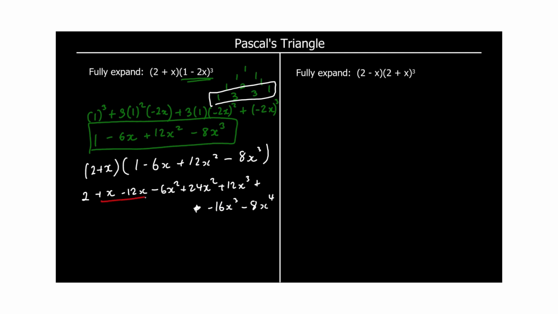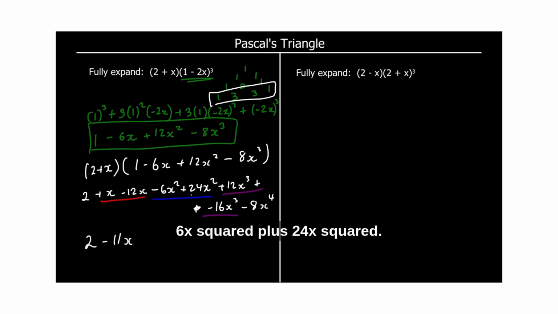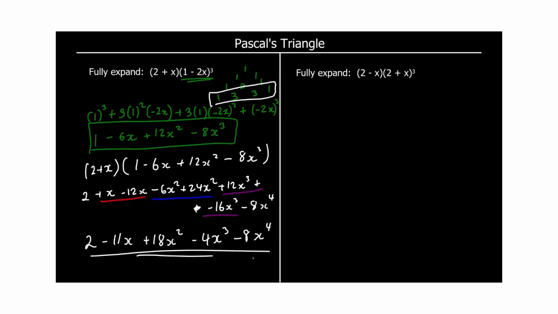So collect the like terms. So add together the x's. x take away 12x, negative 11x. Negative 6x squared plus 24x squared, that'll be 18x squared. 12 take away 16 is going to be negative 4, that's our x cubed. And we've got minus 8x to the power of 4. One for you to try. Give this one a go.